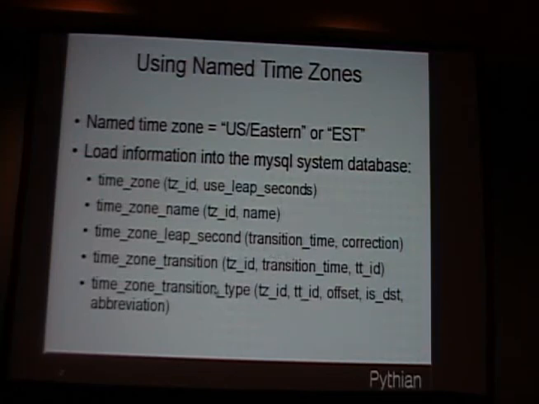And then time zone transition type has the time zone ID, the TTID, which is the transition time ID over here, the offset, whether or not it's daylight saving time, and the abbreviation. So if you want EST or US Eastern, it's actually here, I think. It might be in the time zone. That's what the next slide says.